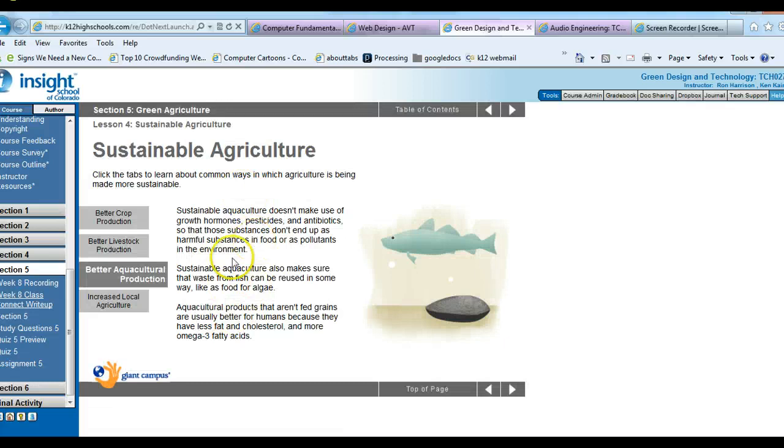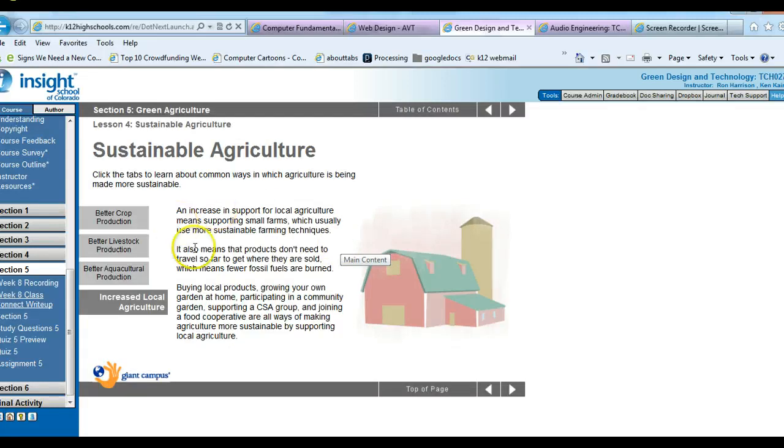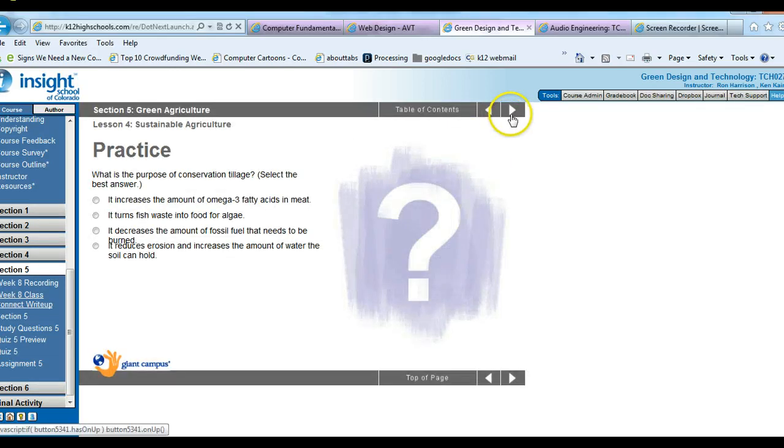Better aquaculture. Sustainable aquaculture makes sure the waste from the fish can be used in some way, like food for algae. You can grow algae and then make oil from algae, and the oil is biodiesel that can be used in automobiles. So sustainable aquaculture doesn't make use of hormones, pesticides, or antibiotics. So that's really a great way to do aquaculture. And of course, increased local. We talked about that. Buying local products, growing your own garden, joining a cooperative or a gardening group. Many different things you can do there for sustainable agriculture.